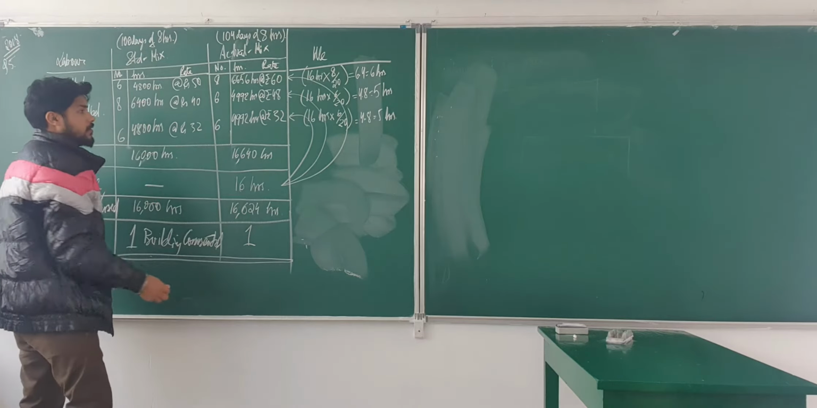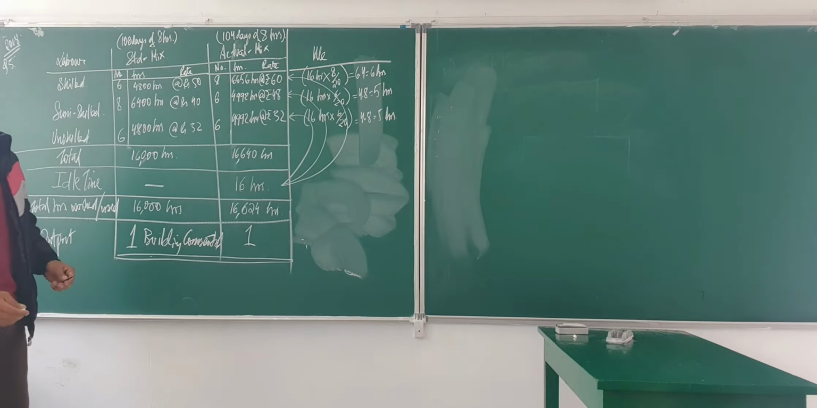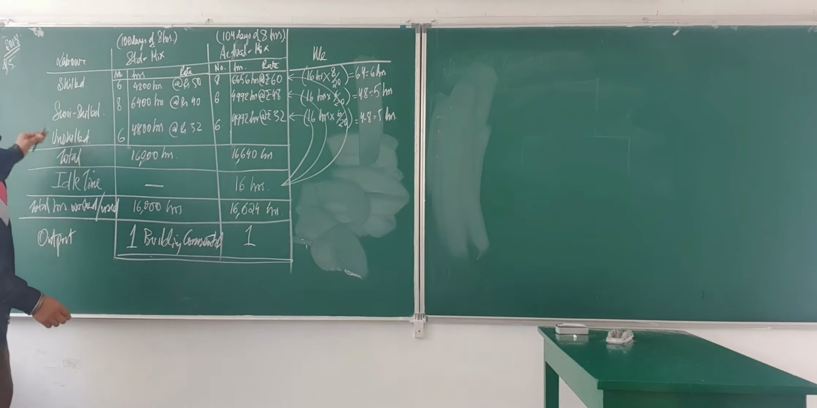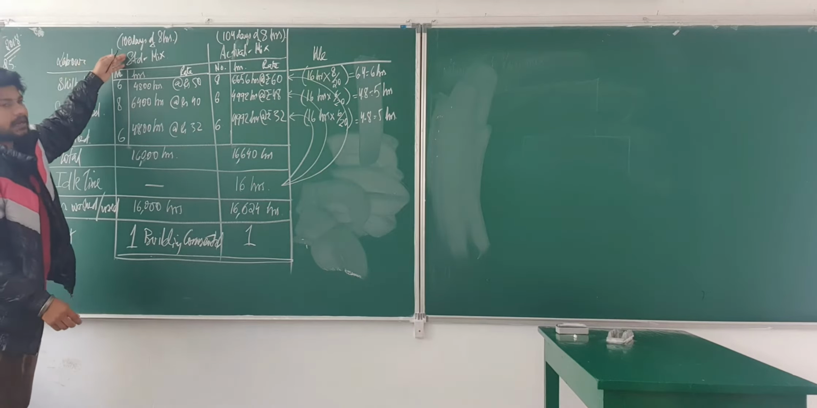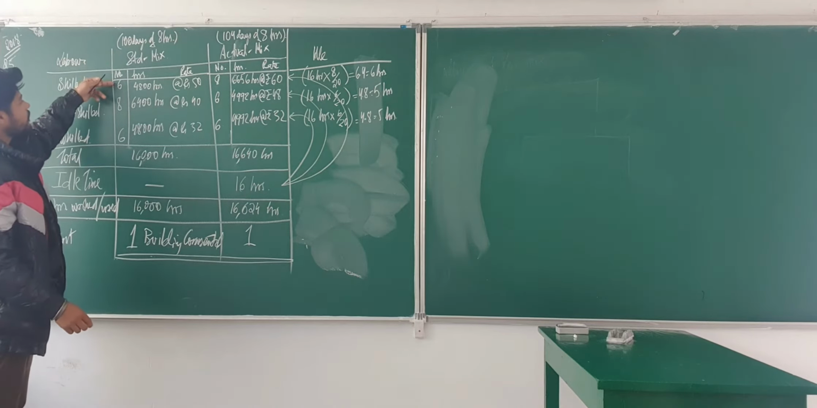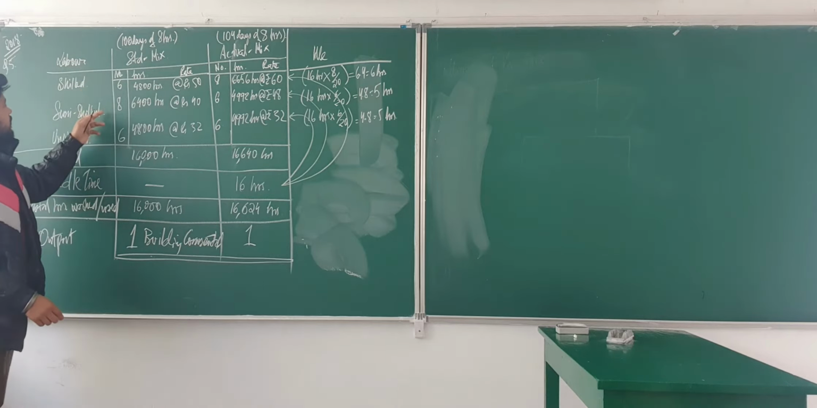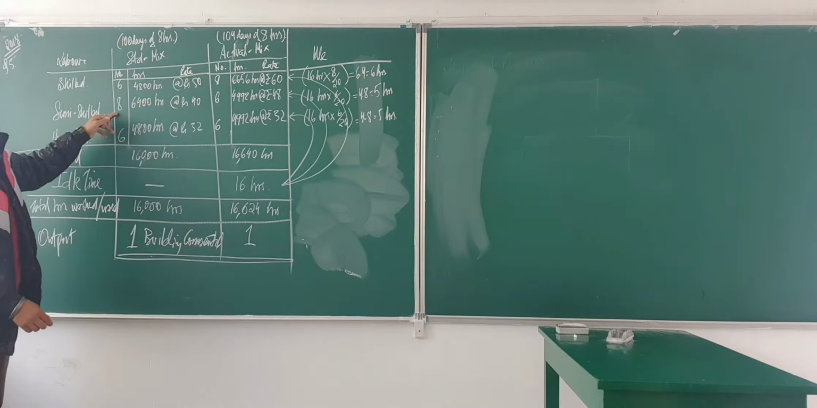Those who did not understand, those who understood, okay, calculate ABCD. So the question was 2018, question number 5. They gave you different types of labors. There are 3 types of labors given to you: skilled, semi-skilled, unskilled. Understanding means they said number of labors for skilled 6, semi-skilled 8, unskilled 6.